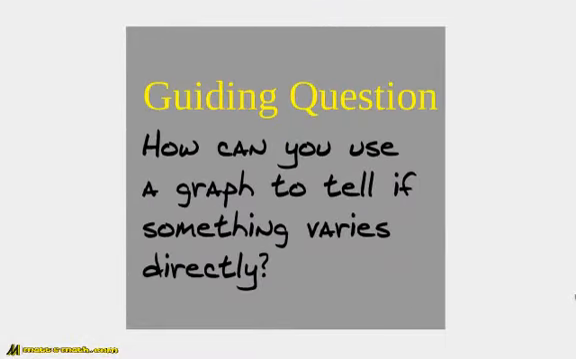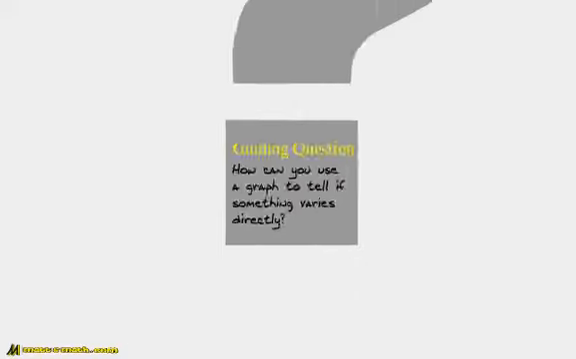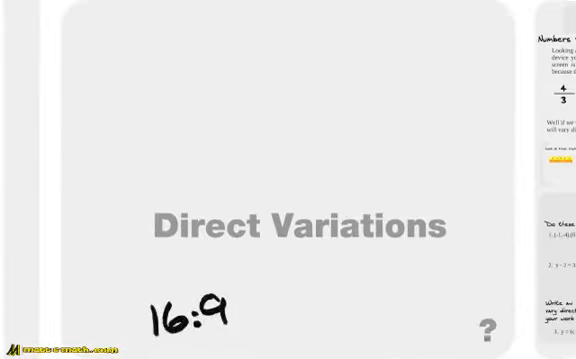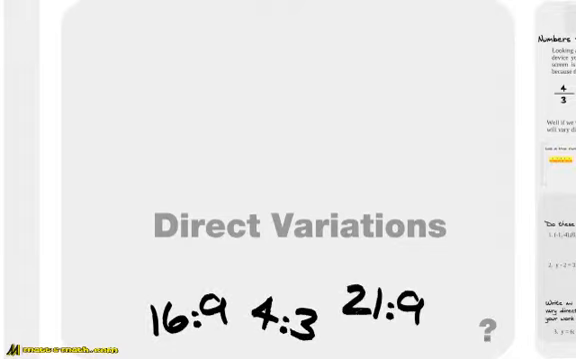Our guiding question that we're going to be able to answer today is how can we use a graph to tell if something varies directly? Now, what on earth does it mean for something to vary directly? That's pretty interesting. You probably haven't ever used that language before. So let's talk about it. You see it all the time in something like 16 by 9 or 4 by 3 or 21 by 9. Any idea what those numbers are?